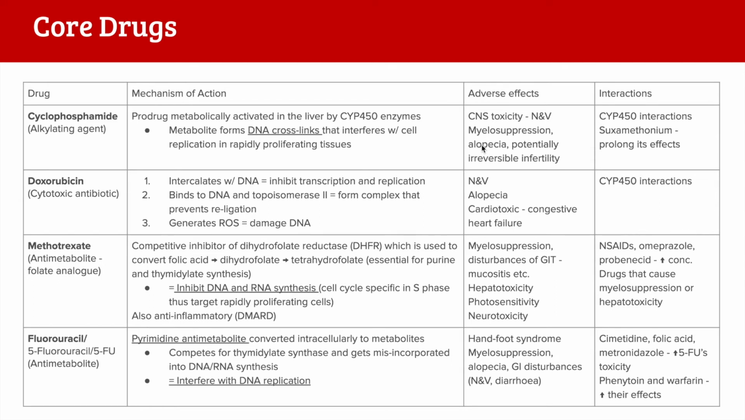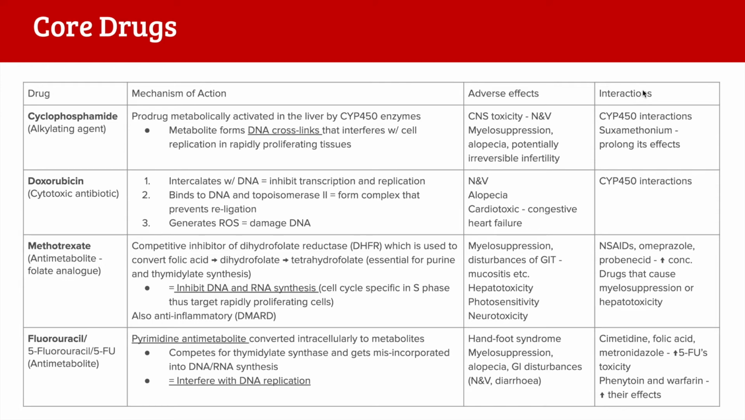So of course you have lower immunity, and alopecia, I don't know how to pronounce that, but that's hair loss, and potentially irreversible infertility. Remember, these are all the adverse effects I earlier mentioned about drugs targeting cells with rapid turnover rates. It's also associated with CNS toxicity, so you feel nausea and vomiting, and some interactions.